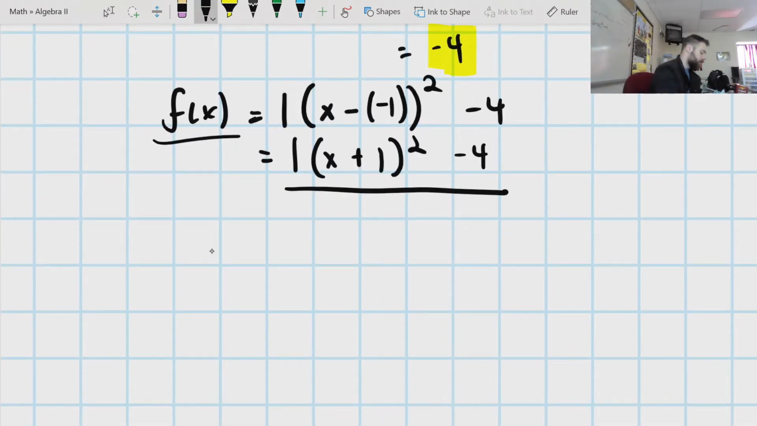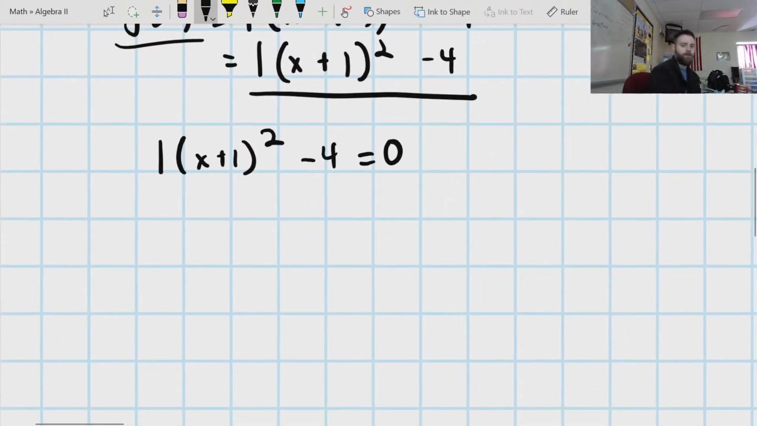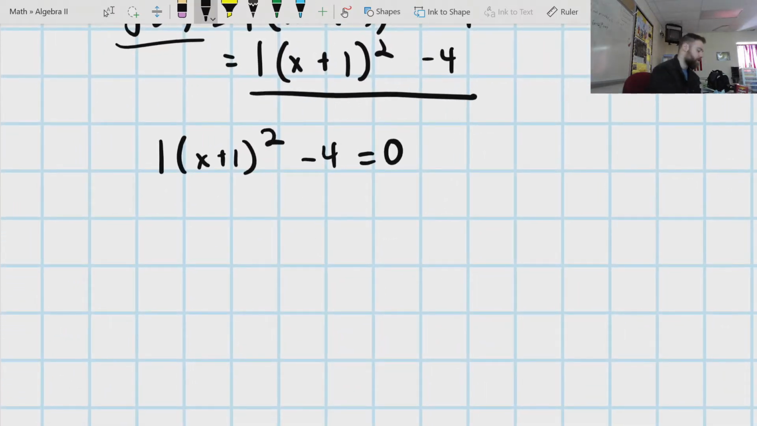So I get 1 times x plus 1 quantity squared minus 4 equals 0. So I'm going to set f of x equal to 0 and solve for x. So I can add 4 to both sides.